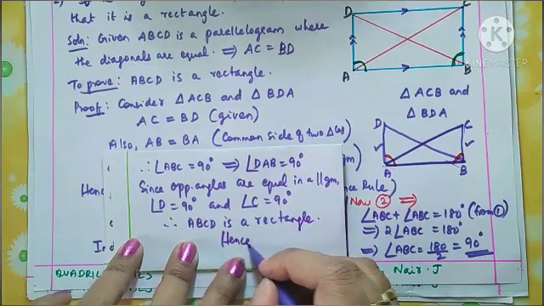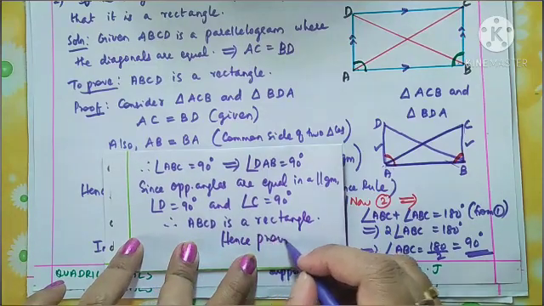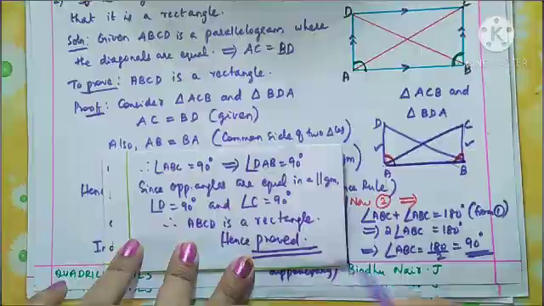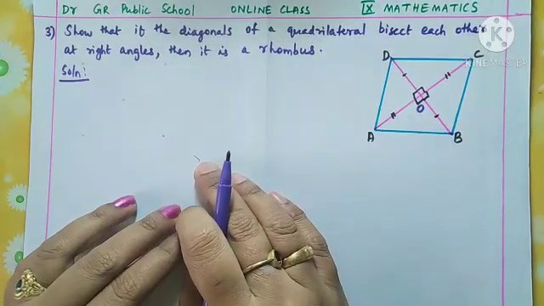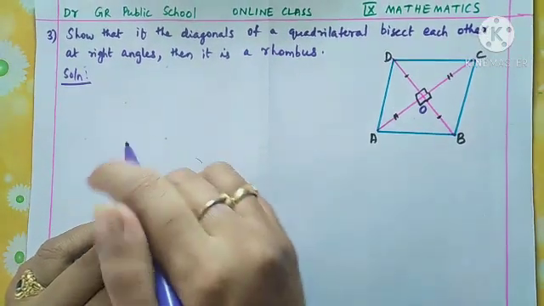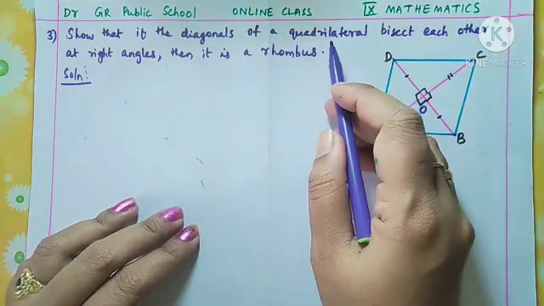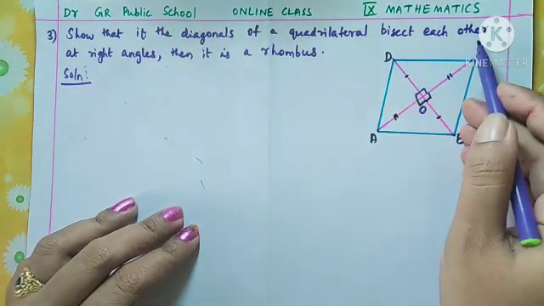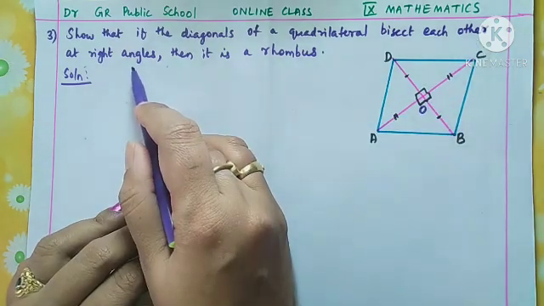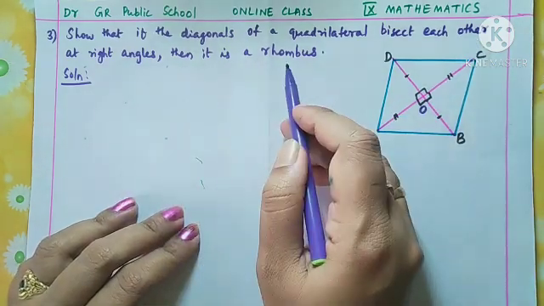Hence, that is only our required answer. Hence proved. Yes, now this is your third question of the exercise. Show that if the diagonals of a quadrilateral bisect each other at right angles, then it is a rhombus.